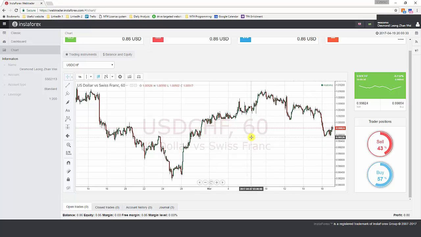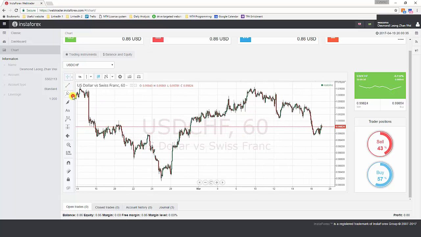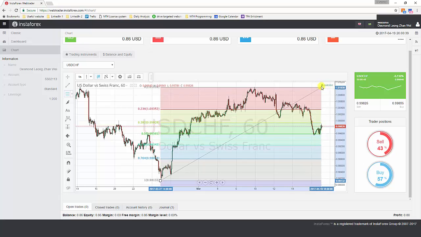All right, so how we're gonna do it is, firstly, we're gonna do a Fibonacci retracement from here to the top. You can see that price is reacting off a 50% support, which is good. It's a 50% support. It's nice. It's one of the key Fibonacci retracement levels.